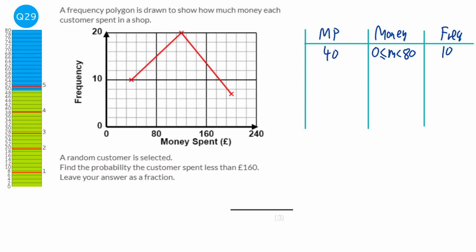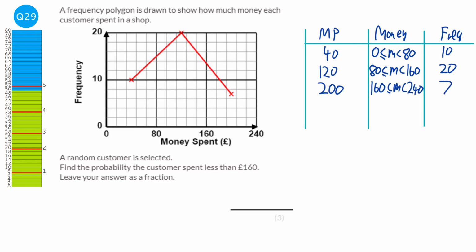The next midpoint is here, so that was going to be 120. And we can see that that's between 80 and 160, and the frequency is 20. And finally the last midpoint is here, which is obviously 200. And that is between 160 and 240, and the height of it is going to be 7.